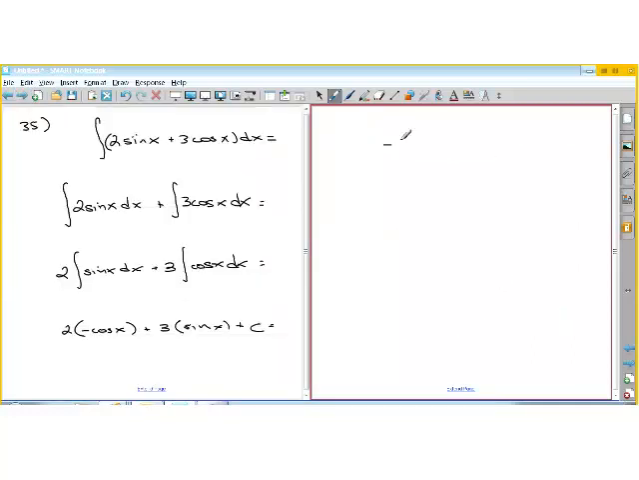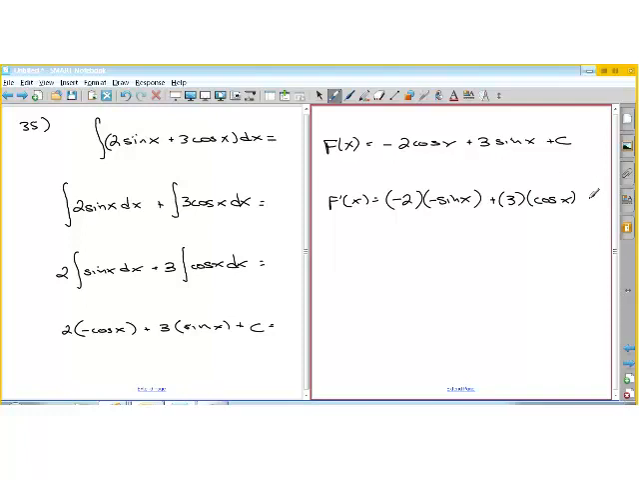Okay, so what do we get? We get negative 2 cosine of x plus 3 times the sine of x plus c, and we'll call that capital F of x. So to check this, we take the derivative. So we get negative 2 times the derivative of the cosine, which is negative the sine. Then we get 3 times the derivative of the sine, which is the cosine. And we get the derivative of a constant, which is 0. So negative times a negative is positive. So we get positive 2 times the sine of x plus 3 cosine of x. And you can see that's what we started out with.